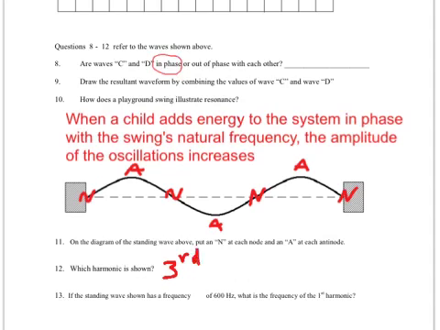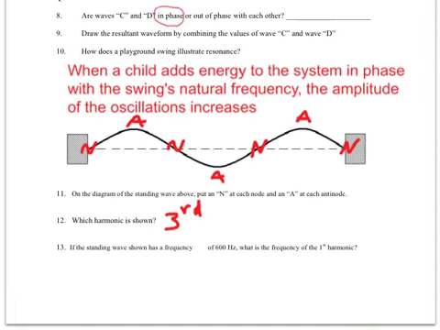And finally, if the standing wave shown has a frequency of 600 Hertz, what is the frequency of the first harmonic? Well, the thing to keep in mind is this, that each harmonic is a multiple of the first harmonic. So, for instance, the second harmonic is 2 times the first harmonic, the third is 3 times the first, the 12th is 12 times the first. So this one is the third harmonic. So if it's 600, 600 equals 3 times the first harmonic. So in other words, this is 3 times bigger than the first harmonic. What number is 3 times bigger than 600? The answer is going to be 200.